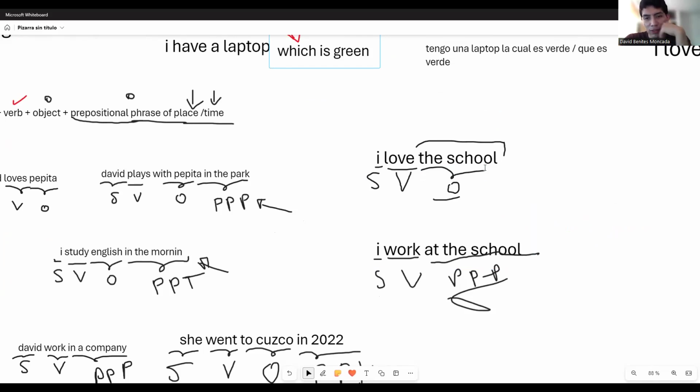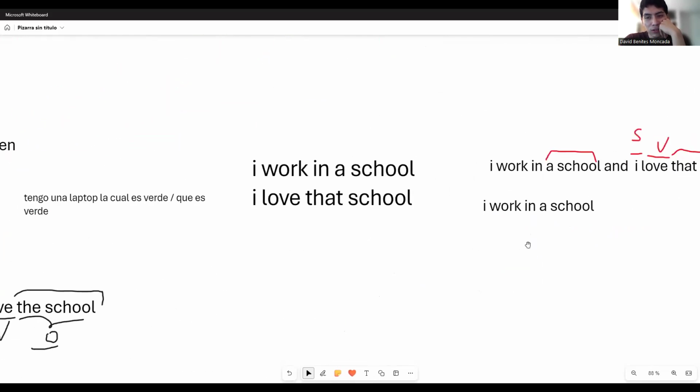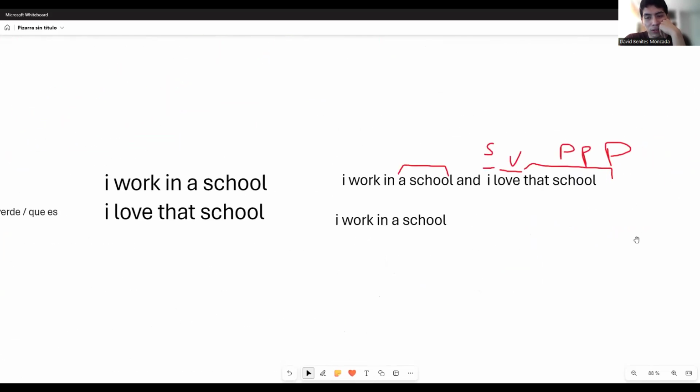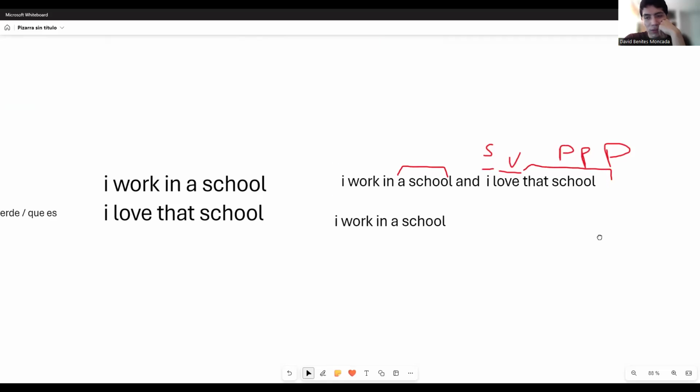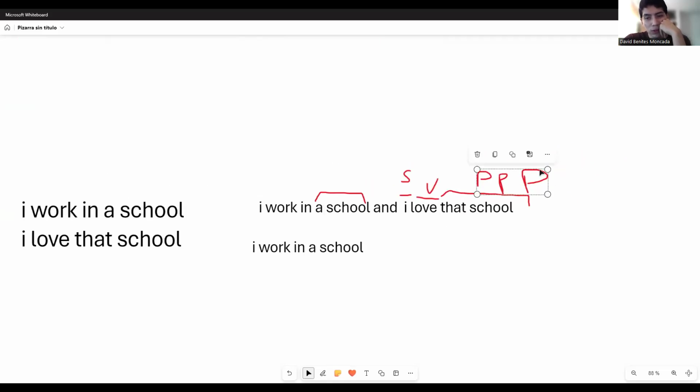Yes, it's the object. But "I work at a school" is a prepositional phrase of place. My question is, "I love that school." Is "that school" a prepositional phrase of place? No, this is incorrect. So what is "that school"?